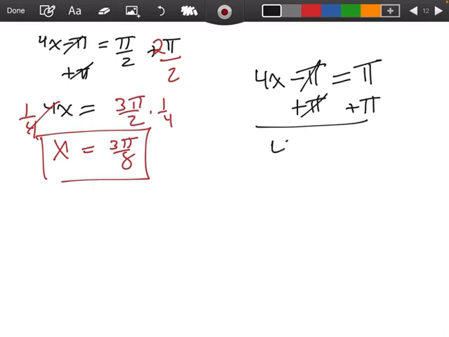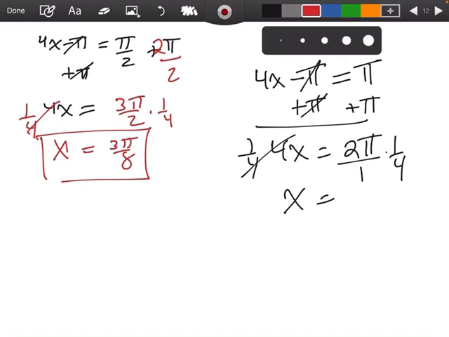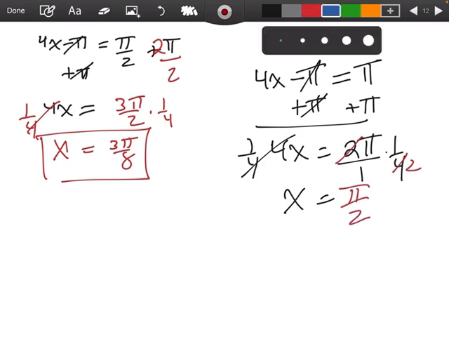And that's going to leave me with 4x equals 2 pi. So I'm going to multiply by 1/4, so those are going to cancel. I can reduce this one and this one. So that's going to leave me with pi over 2. And then we're going to do this one last time.